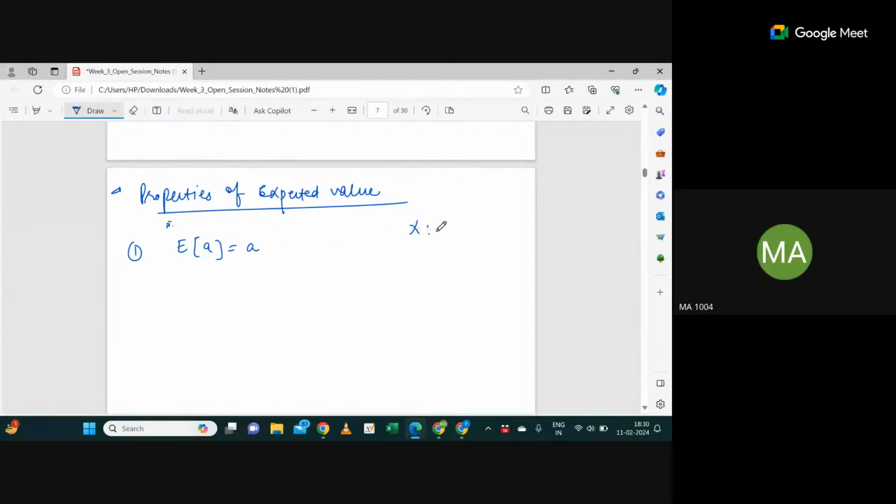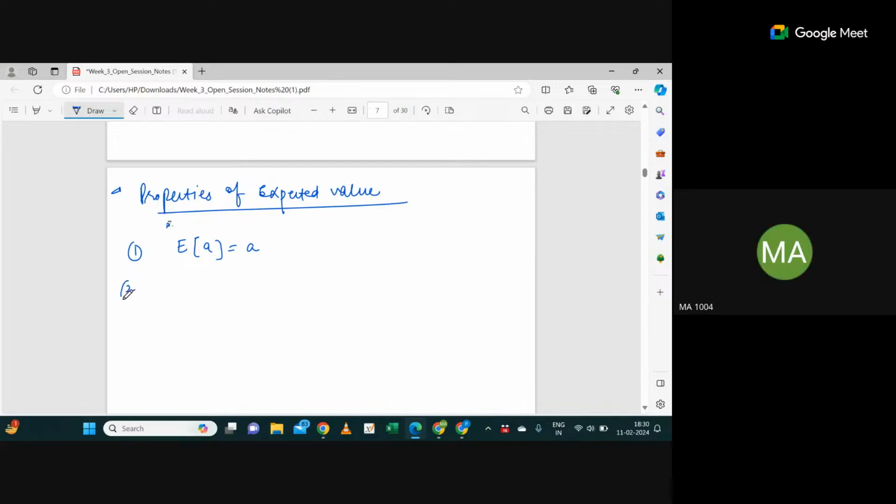Suppose I'm saying x is going to take value only 2, for example. Then what will be the probability for this 2? It is 1, because x is taking only one value, right? So what will be the expectation? x into p(x), 2 into 1, which is 2. Instead of 2, let's make it a constant, right? Clear? So expectation of a constant is nothing but that constant.